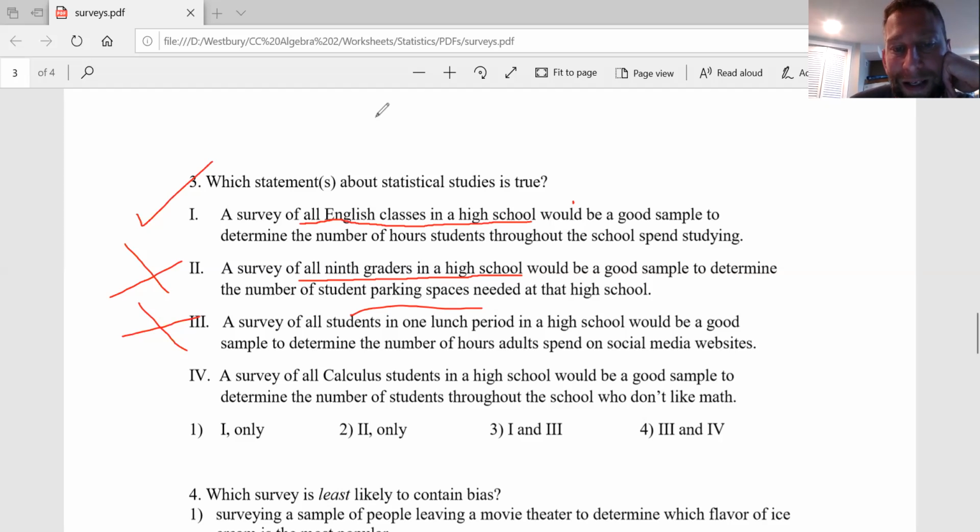A survey of all calculus students in a high school would be a good sample to determine the number of students throughout the school who don't like math. Is calculus students a good sample for the entire school? No. Calculus students, for the most part, made it that far, they probably all like math. Not every student takes calculus, therefore it's a bad sample. Which statement is true? Choice one.